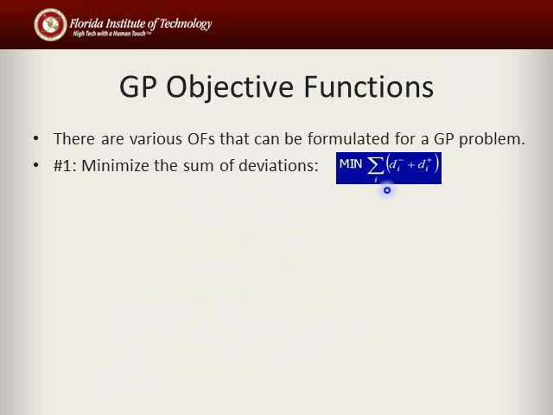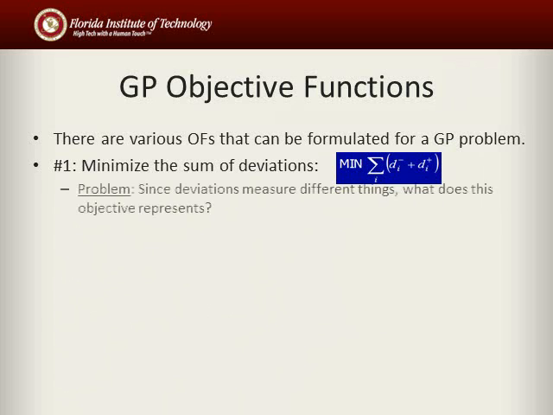For each goal i, we have deviations. We can be either over or under, and we want to minimize that total sum of deviations per goal. So if we have 10 goals, we're going to have 10 different sets of deviational variables, and we're going to minimize the sum of all those deviations from all the goals in our problem. So that's number one.